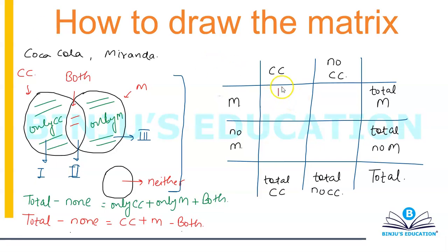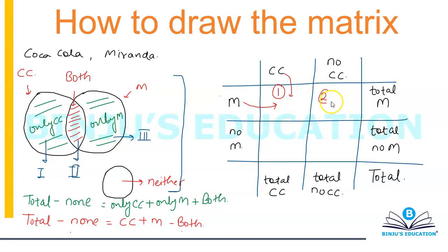Let's look at this first box. This first box basically consists of people having Coca-Cola as well as Mirinda, that means both. So it's exactly like this, both.